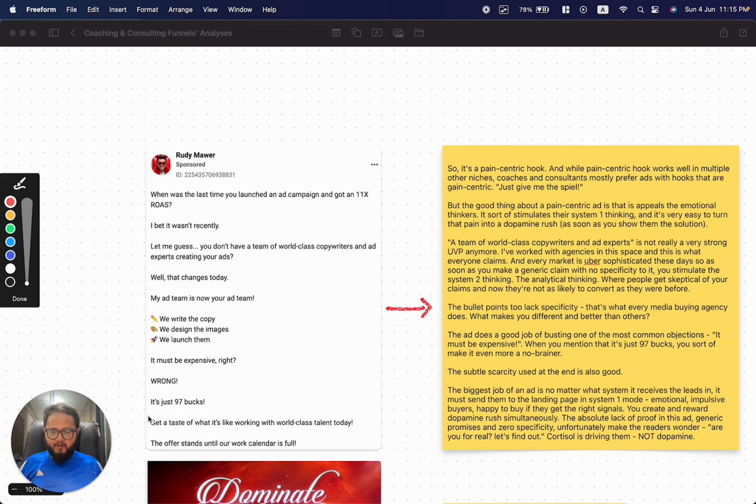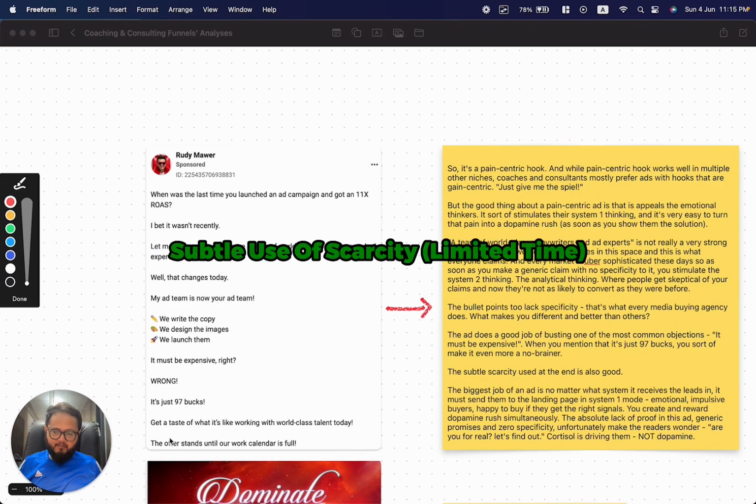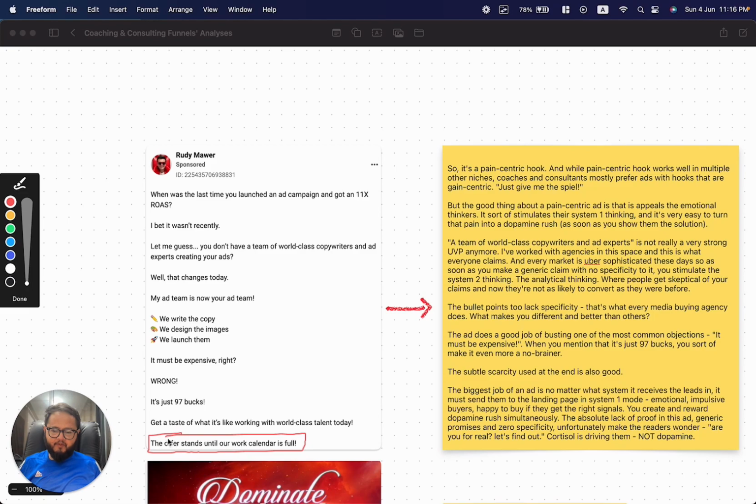Then another good part, again this ad gets better, is that you're using subtle scarcity. Instead of limited time, limited slots, which is what people do all the time, even some of the most famous and successful coaches and mastermind owners, but that's not all there is to creating urgency. They are still using limited time or slots kind of urgency here, but it's subtle, so it's good.